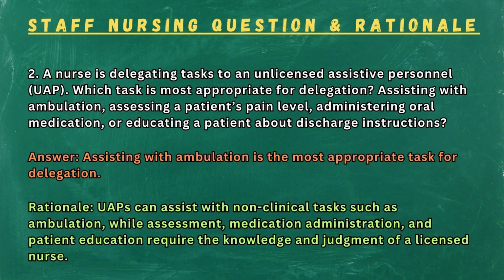2. A nurse is delegating tasks to an unlicensed assistive personnel (UAP). Which task is most appropriate for delegation? Assisting with ambulation, assessing a patient's pain level, administering oral medication, or educating a patient about discharge instructions? Answer: assisting with ambulation is the most appropriate task for delegation.